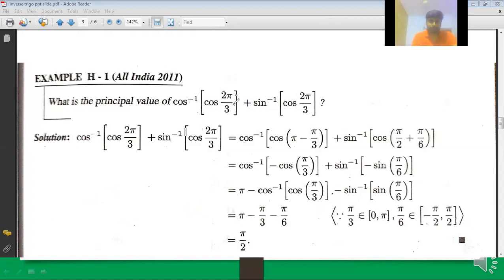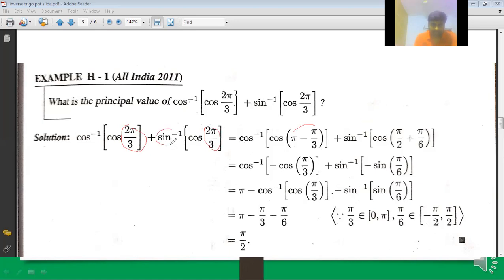Now, cos inverse of cos 2 pi by 3 plus sin inverse of cos 2 pi by 3. Correct? So in this, can I take cos 2 pi by 3 directly? No. So 2 pi by 3 I should write as pi minus pi by 3. So here also cos 2 pi by 3. Try to understand this problem.